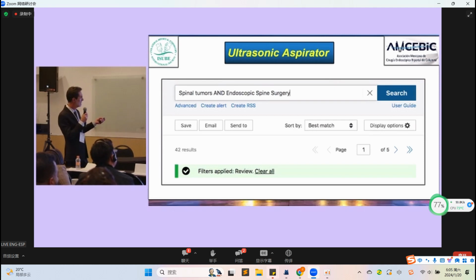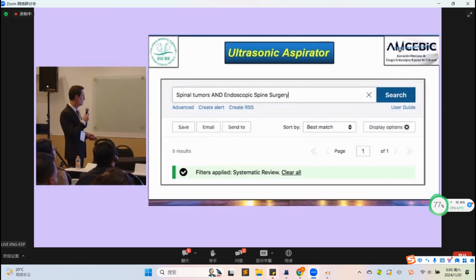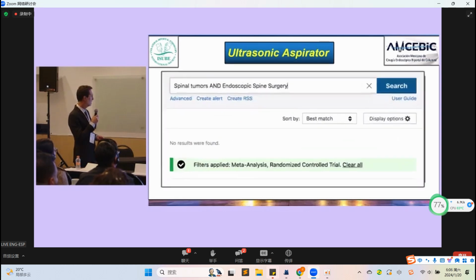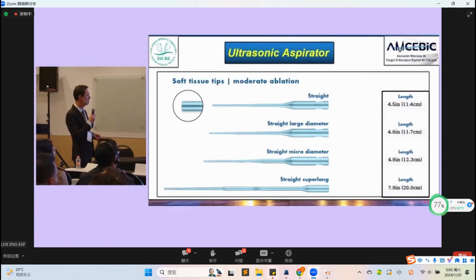Nowadays we have a growing number of papers on spinal tumors treated with endoscopic spine surgery, and maybe in this specific condition an ultrasonic aspirator can be used. Yes, there is a systematic review, not yet a meta-analysis, but with these kinds of delicate tips of small diameter, it's possible to use it with endoscopic surgery.